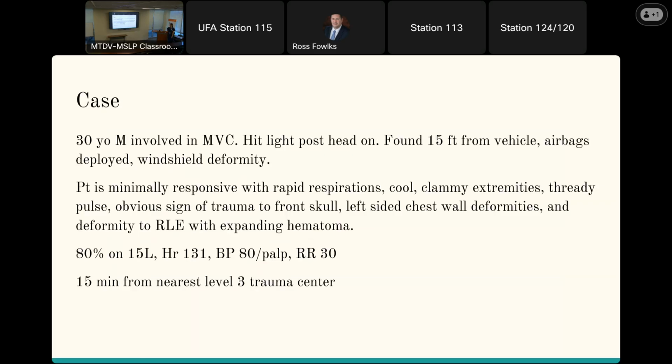Once you assess him, he's still 80% on just the 15 liters. That's how far you are from the hospital, I guess. So, what would your thinking be about this patient and what would you assess first? What would you do first? Possibly as cardiac.